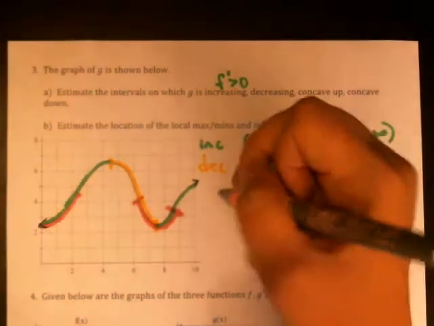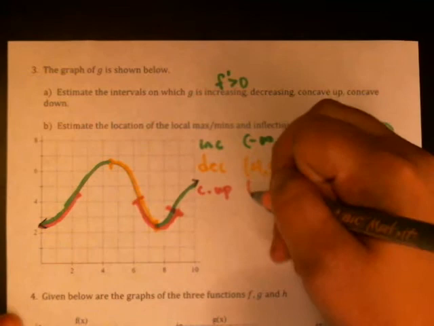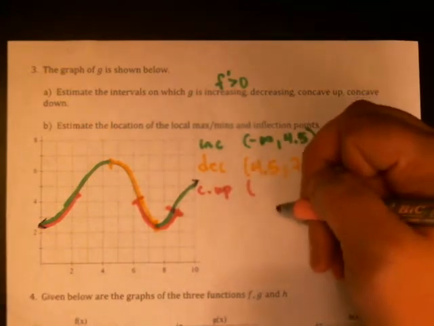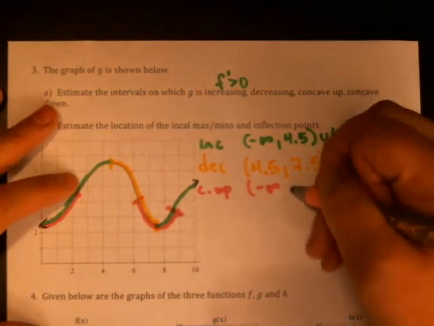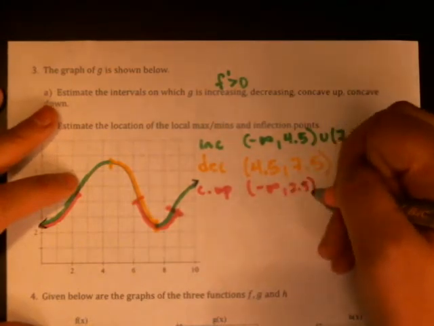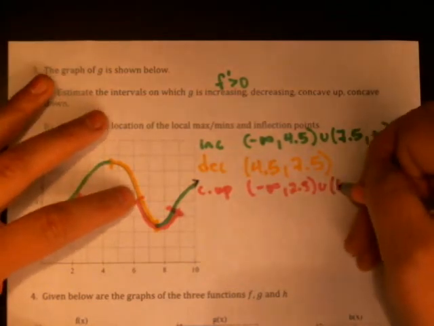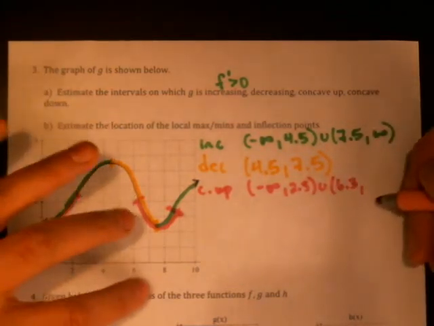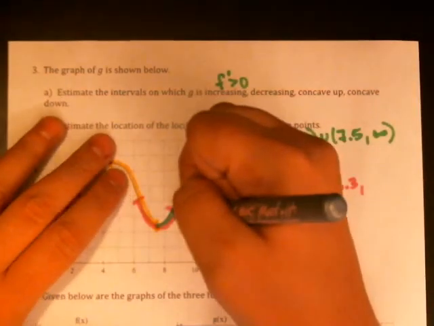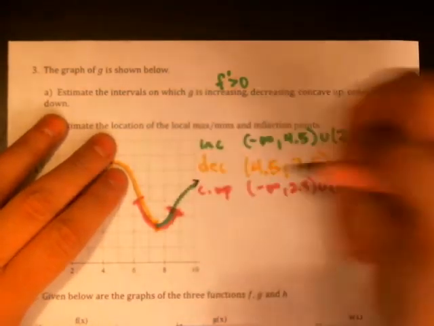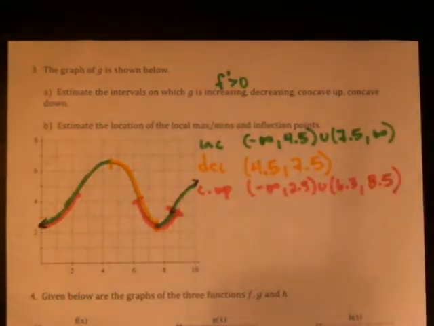So that to me looks like my concave up. So assuming this really maintains the same shape, we'll just say it's from negative infinity to about 2.5. And then from 6.3 maybe to, I don't know where that is with my line out here, around here. Let's say that's about 8.5. Looks like my concave up.